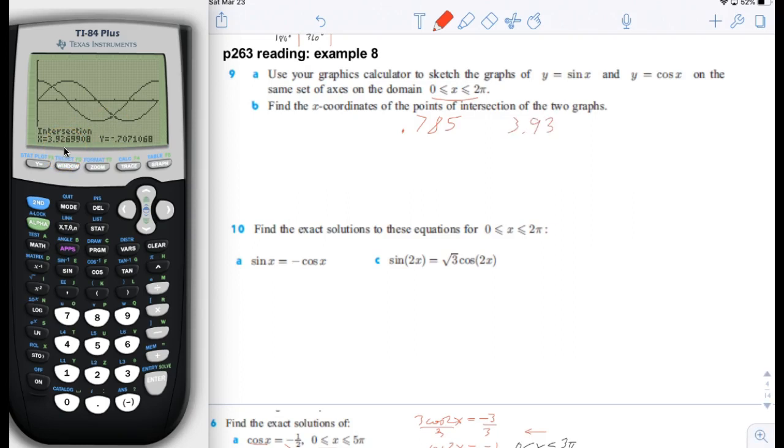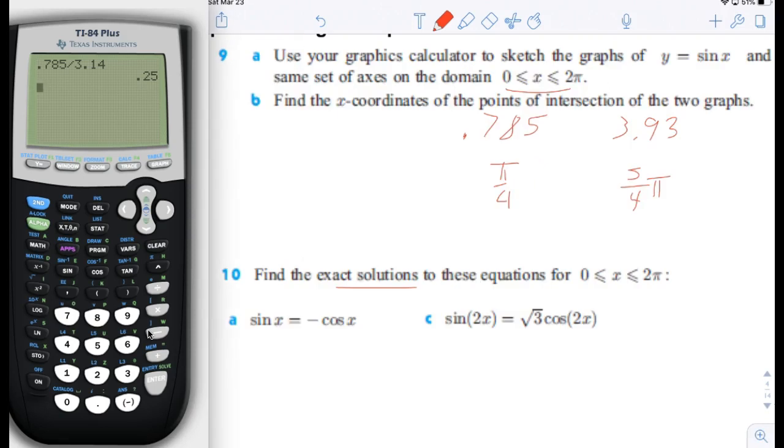Okay, so those are the two x-coordinates of the intersection. And you can kind of see that these are probably special numbers in pi also, although I'm not really sure what special numbers they are. Let's take a look. 0.785 divided by pi is 0.25. Okay, so actually 0.785 is pi over 4. And 3.93 is probably like 5/4 pi or something. One last thing.